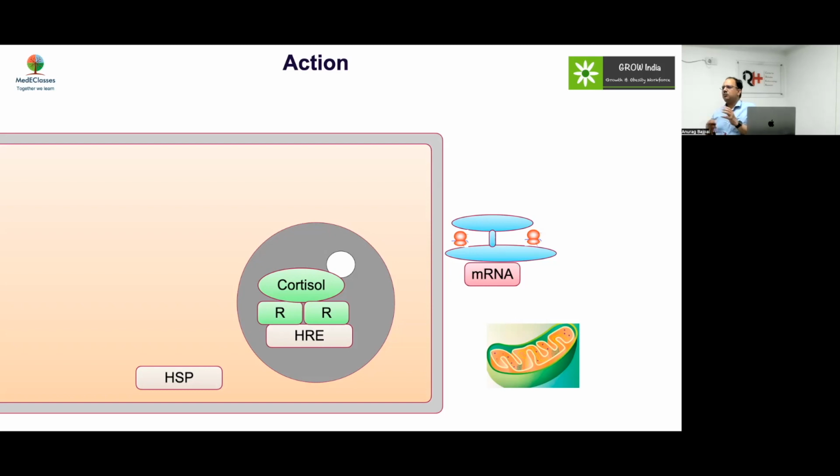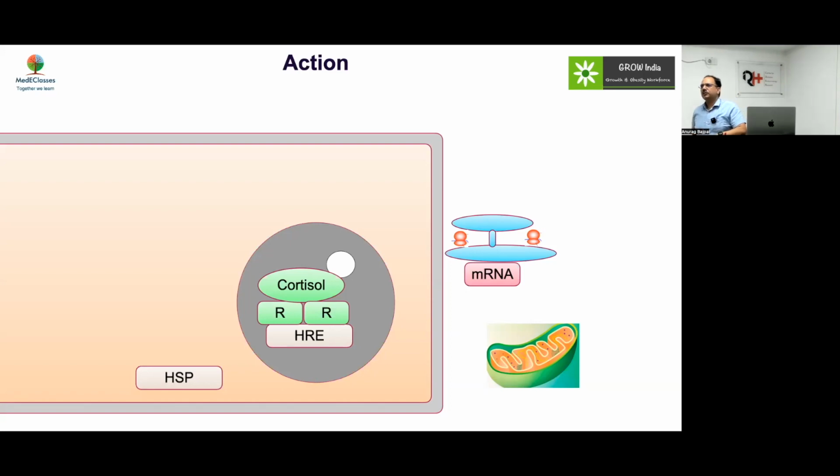But sometimes when we say steroids, we get immediate effect. How do we get that immediate effect? Because here we are saying you have to go to the nucleus, start the process, protein is being formed, but immediate effects are seen with cortisol. When you give injection hydrocort, immediately patients find good improvement. So how does that happen?